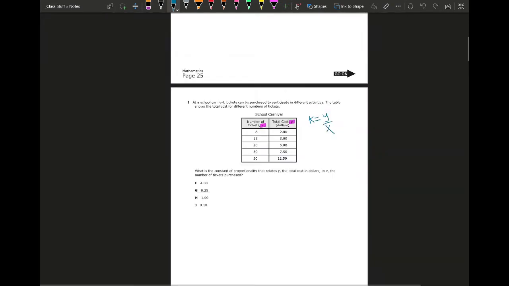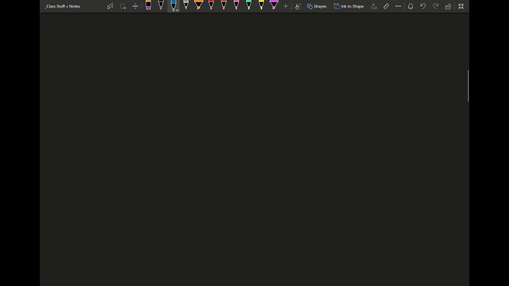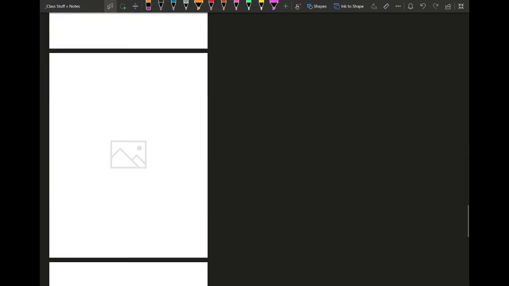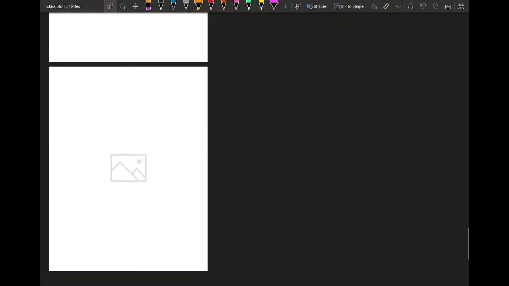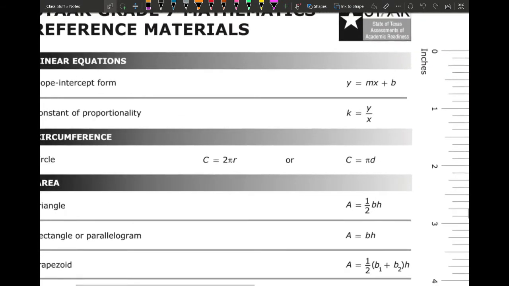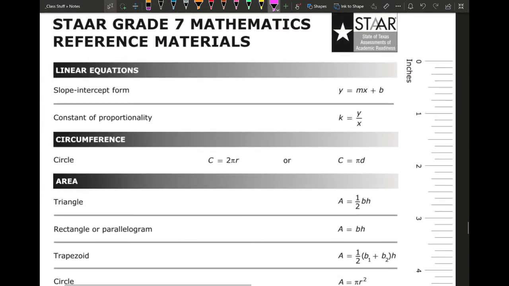That formula, if you scroll down, is given to you every single time you take a test that you need a formula. The formula is going to be, in this case, right here. Let's wait for it to load. Constant of proportionality. When you look at tables that have two columns, go look at that formula. K equals Y divided by X. K stands for constant of proportionality. Let's go back to the question.